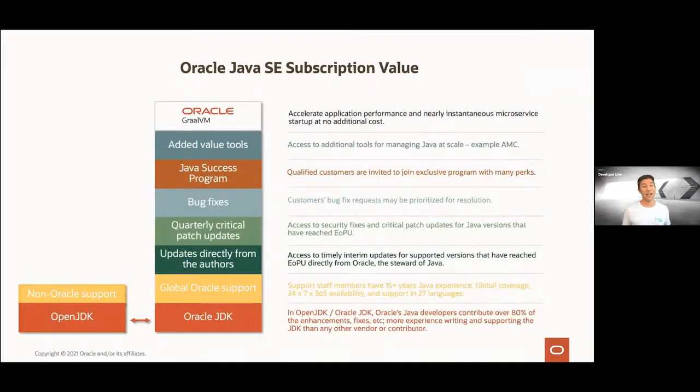The Java SE subscription has many layers of value to it. On top of the trusted JDK, you get the global Oracle support 24/7, 365 in 27 different languages. As I mentioned, you get security patches and support updates directly from the authors that have written the original code much of the time inside the platform. You can get access to bug fixes before even we release them into the public. And we have the Java Success Program, which are additional perks for Oracle Java SE subscription customers.